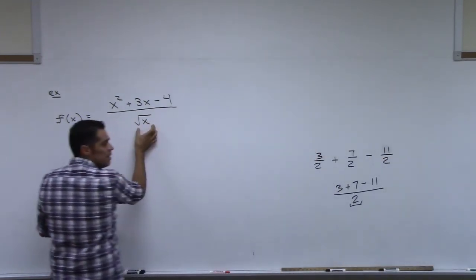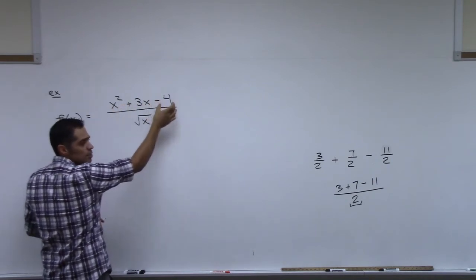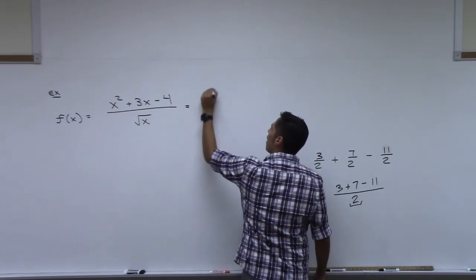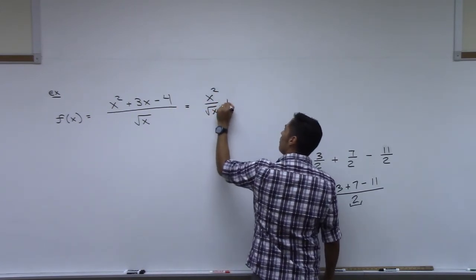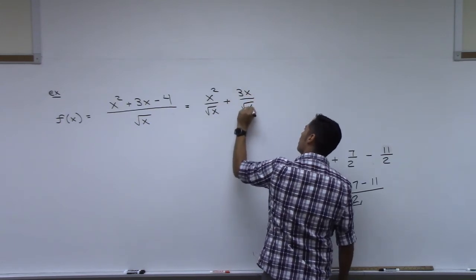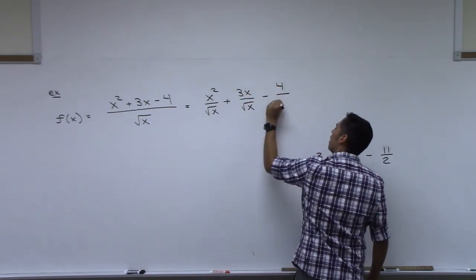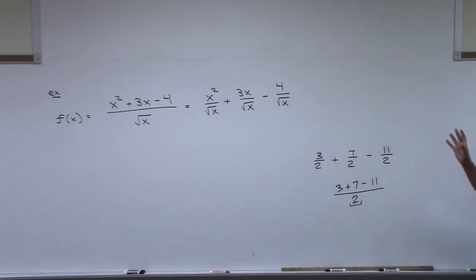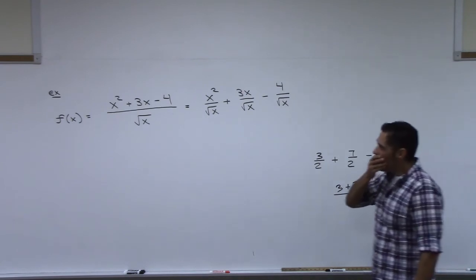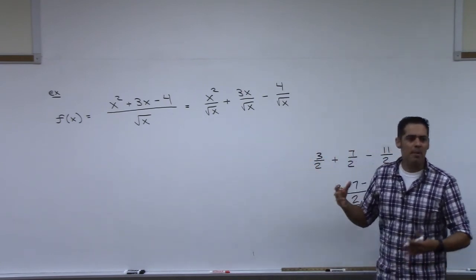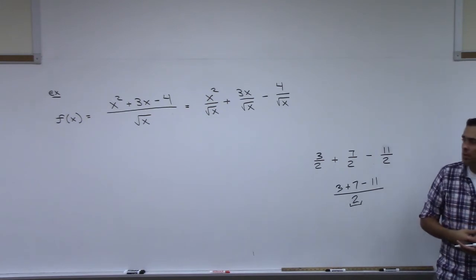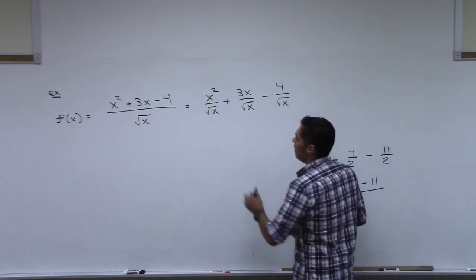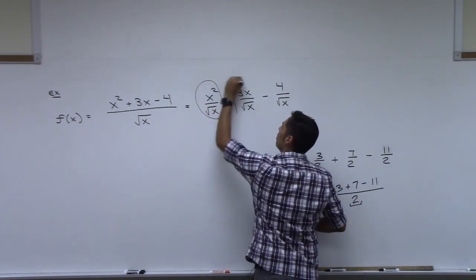See how we have a single term in the denominator and multiple terms in the numerator? We are allowed to rewrite this as x squared over root x plus 3x over root x minus 4 over root x. Do you buy that? That's just using the property of the way we add fractions together. By doing it this way, I'm going to be able to attack these one at a time.